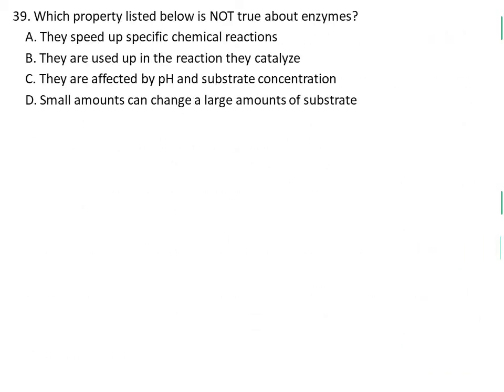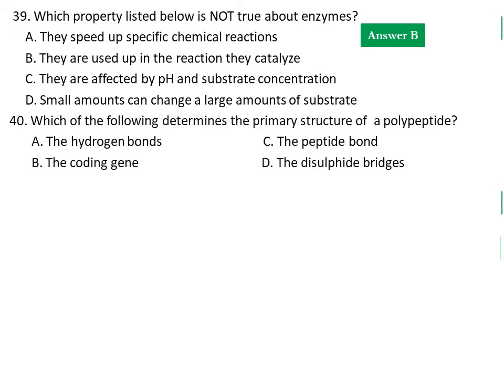Question number 39. Which property listed below is not true about enzymes? A. They speed up specific chemical reactions. B. They are used up in the reaction they catalyze. C. They are affected by pH and substrate concentration. D. A small amount can change a large amount of substrate. So the answer, the not correct one, is B. Enzymes are not used up in the reaction. They can be used over and over again.